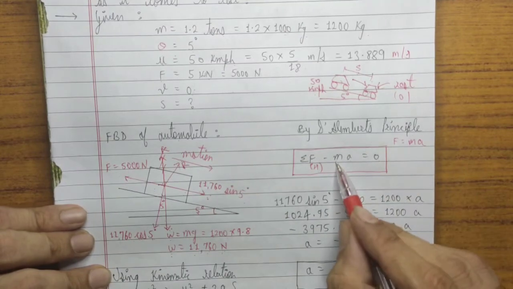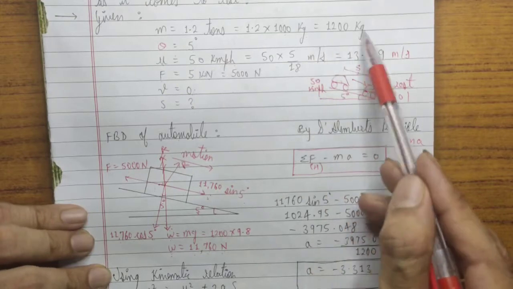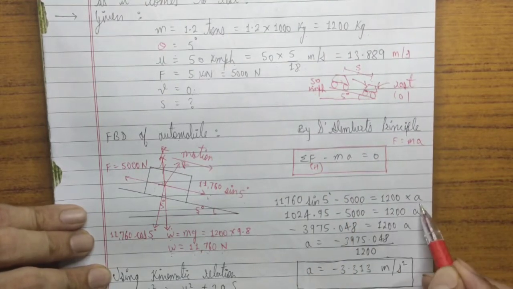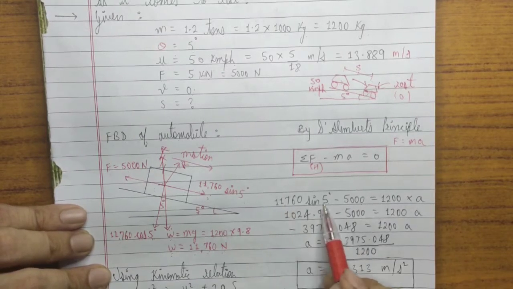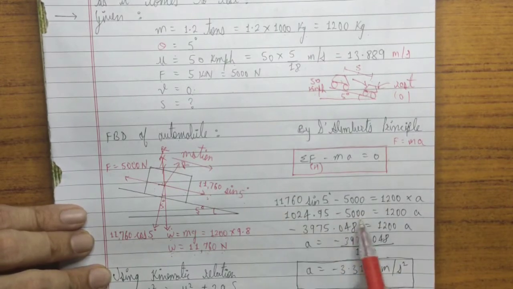So what is M? We know that M is 1200 kg. Okay, so it is 1200 into acceleration, which is unknown, so it will be A. Okay, so this will become 1024.95 minus 5000 is equal to 1200 A. Okay, so if we simplify this, it will become minus 3975.048 is equal to 1200 A.